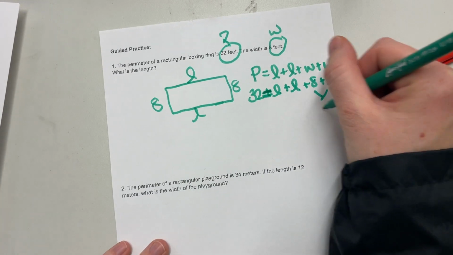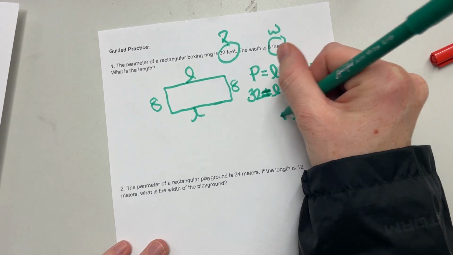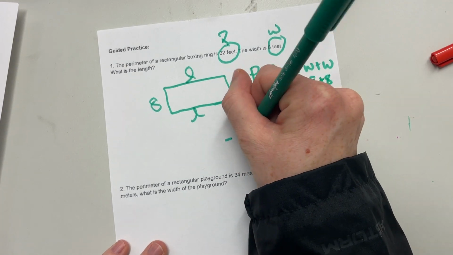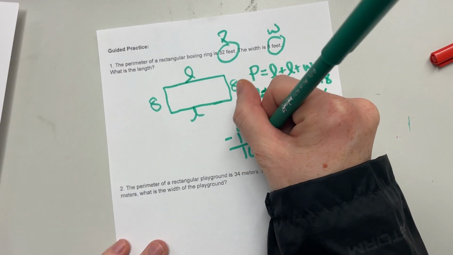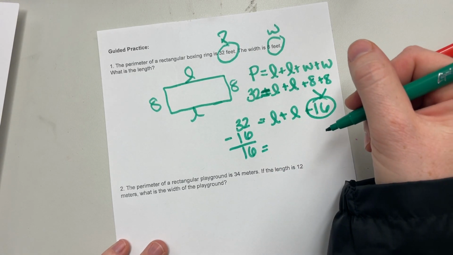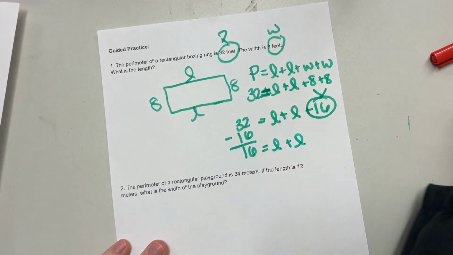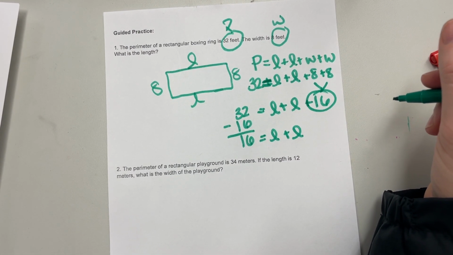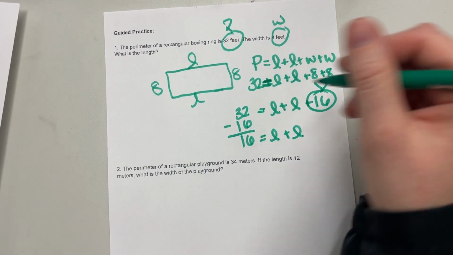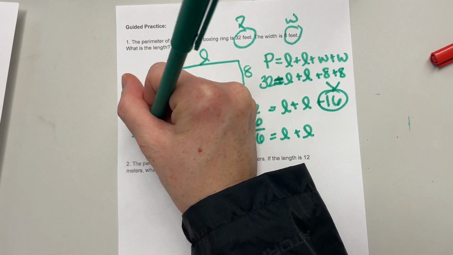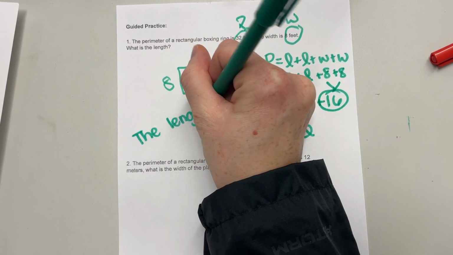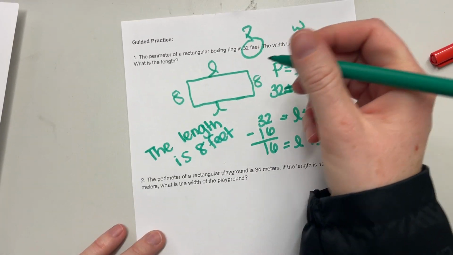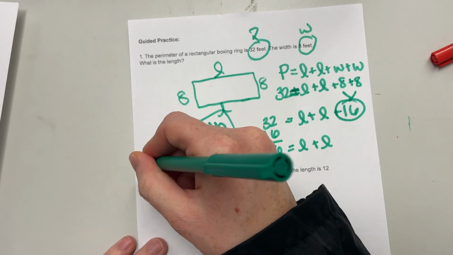I add those two. I get 16 plus L plus L equals 32. Now I need to subtract this number from 32. And I get 16. So 16 equals L plus L. Now I have to find two numbers that I can add together to get to 16, or 16 divided by 2. And I get 8. So the length is 8 feet. So this is actually a square boxing ring.